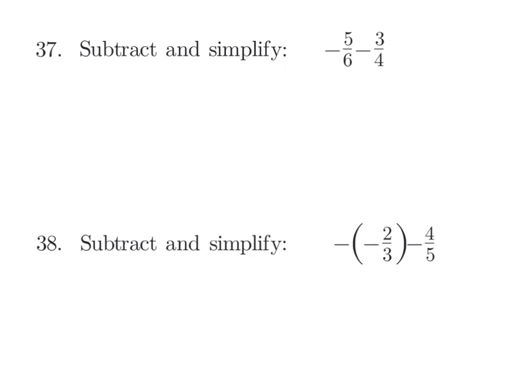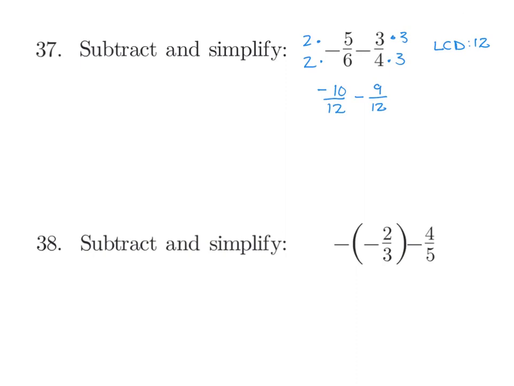For 37, we have subtract and simplify. Again, we want our LCD. The smallest number that is divisible by 6 and 4 is 12. So the first fraction I'm going to multiply by 2. The second fraction I'm going to multiply by 3. So we get negative 10 over 12 minus 9 over 12.